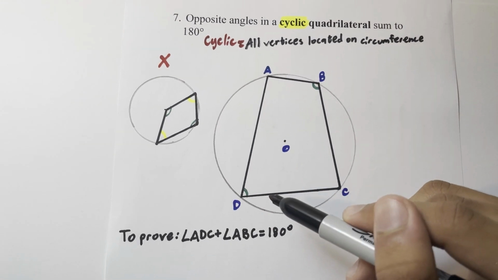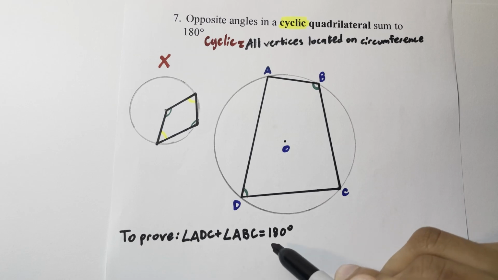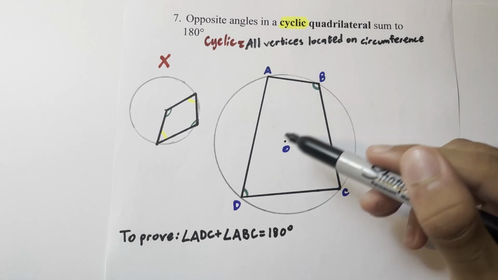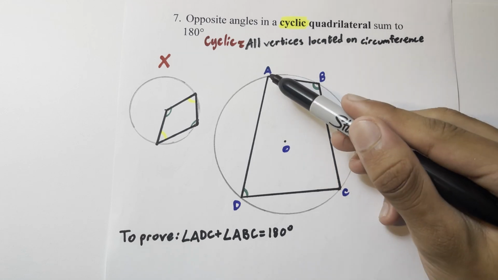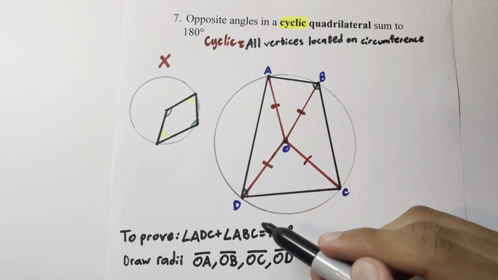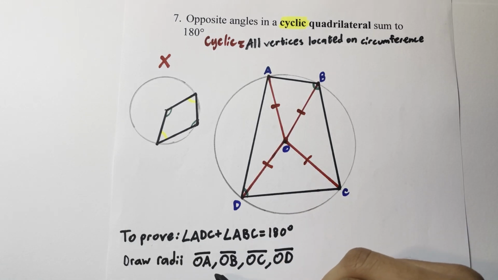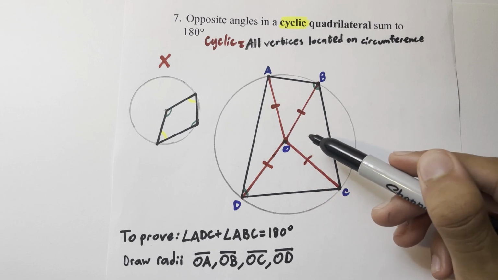To prove this theorem, we're going to want to prove that angle ADC plus angle ABC is equal to 180 degrees. These two angles are opposite, so when we add them we should get 180. We could have also chosen these two angles over here, but it doesn't really make any difference which ones you choose. Firstly, we're going to draw the radii OA, OB, OC, and OD, which are all equal in length.